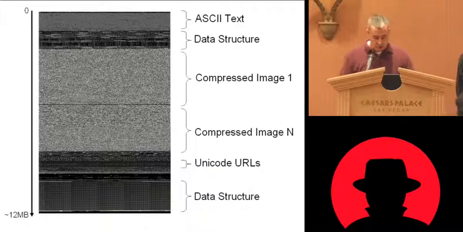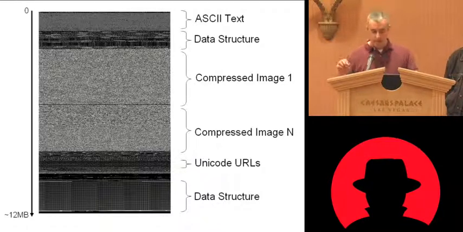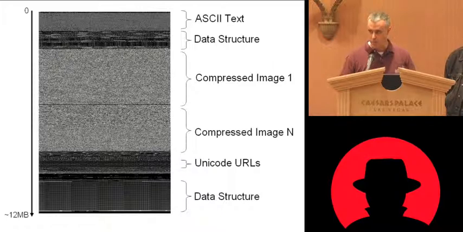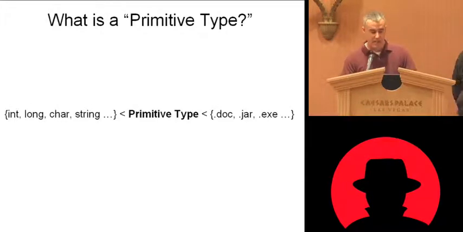And then at the end, you see other structure. For example, there's a table of Unicode URLs that are in the document and other data structures in there. The idea, and it goes back to what I said at the beginning, is that there's integers and longs and chars, and then there's Word documents. But really, these jar files, these executables are all built upon these primitive fragments, these primitive types. That's what we're calling them: things that are bigger than the basic programming data type, but smaller than, say, a container object.